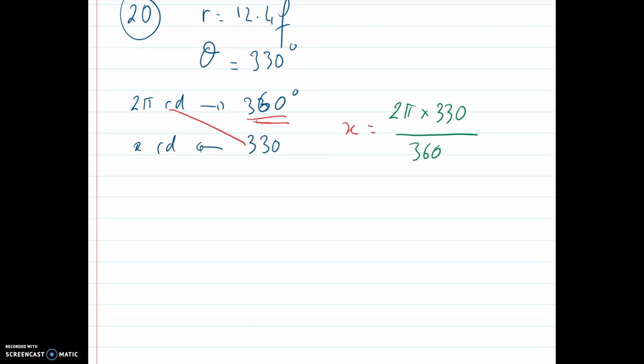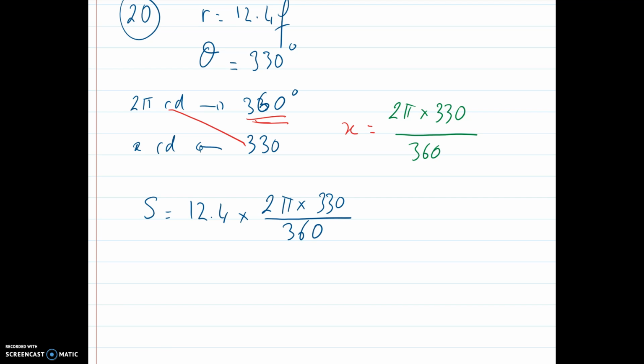So now, if I want to calculate S, the length of the arc, S is going to be equal to 12.4 multiplied by the angle, which is 2 pi multiplied by 330 divided by 360. Remember, if you're using your calculator, to take a parenthesis, and then you divide everything by 360. Luckily for you, you have only multiplication, so you should not create any problem if you just divide one of them. You end up with a value of S for number 20 equal to 71.4 feet.